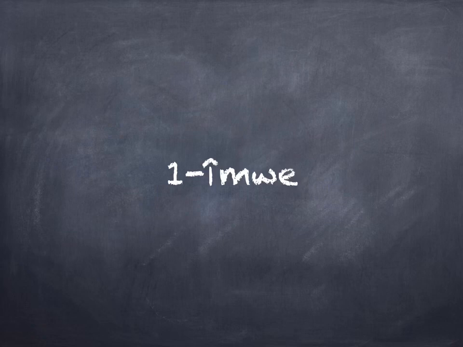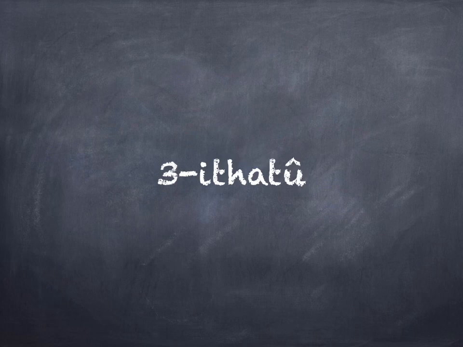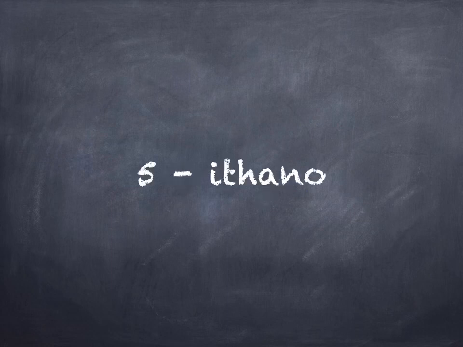Number 2 is igîrî. Number 3 is ithatû. Number 4 is inya. Number 5 is igana.